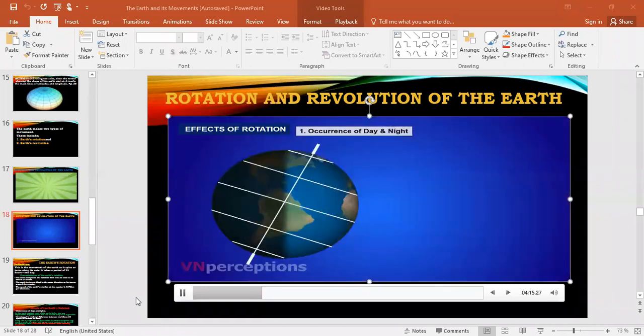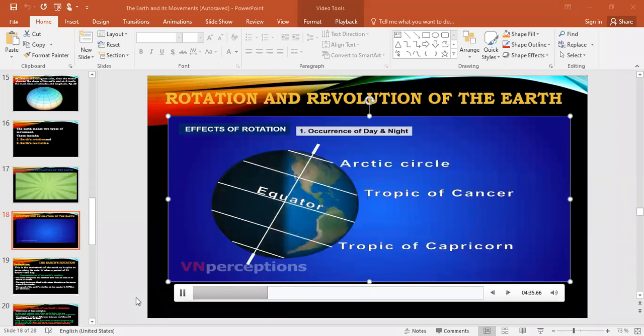The duration of the day and night is not equal at all the places on the earth. This is because of the inclined axis of the earth. The important latitudes on the earth are the equator, Tropic of Cancer, Tropic of Capricorn, Arctic Circle, and the Antarctic Circle. Now, if you see the lines carefully, in the southern hemisphere the duration of night is longer, and in the northern hemisphere the duration of day is longer than the night.